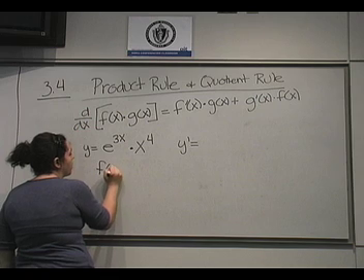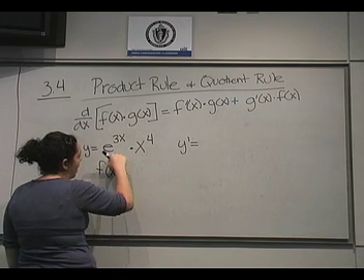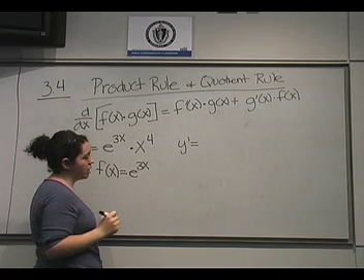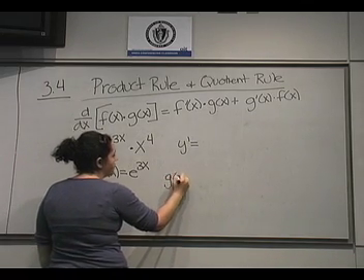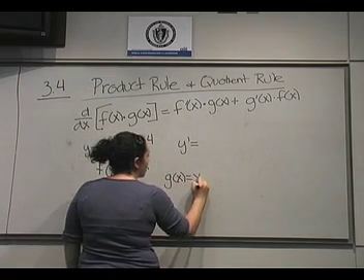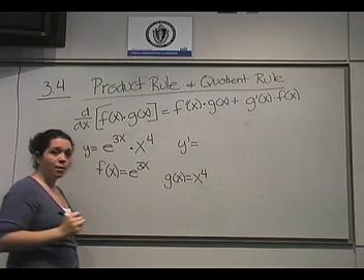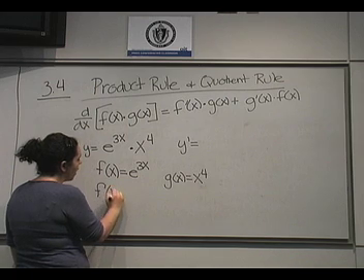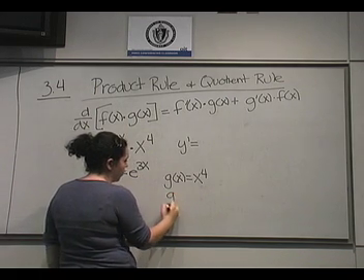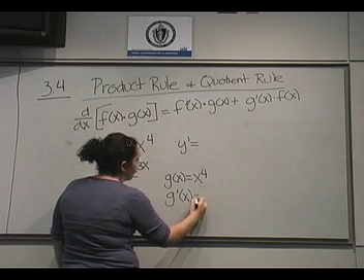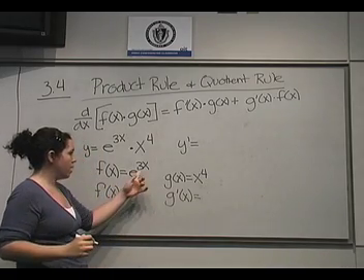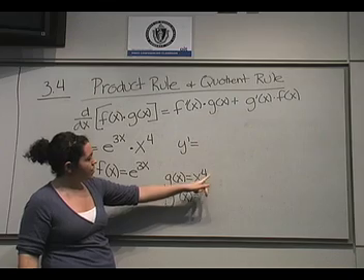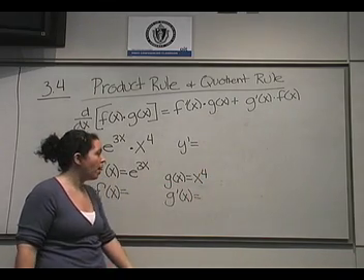So right below, I'm going to say, okay, my f is my e to the 3x. That's my first function. And my g will be x to the fourth. All right? From there, we want to find each of these individual derivatives. Okay, we know how to find the derivative of e to the 3x. We'll use a basic chain rule. And we know how to find the derivative of x to the fourth. Okay, that's a basic power rule.